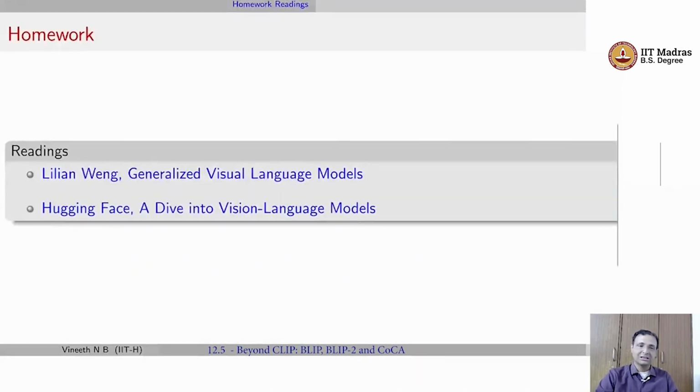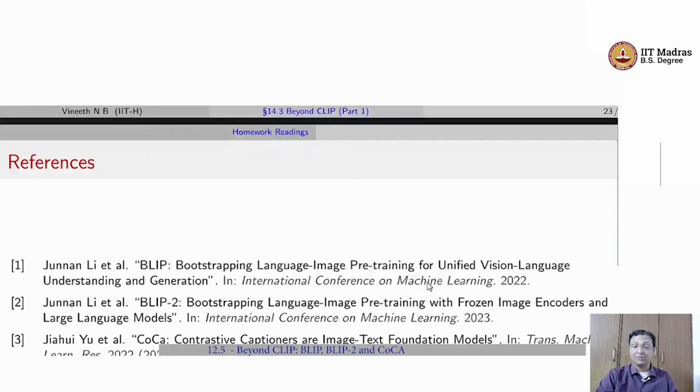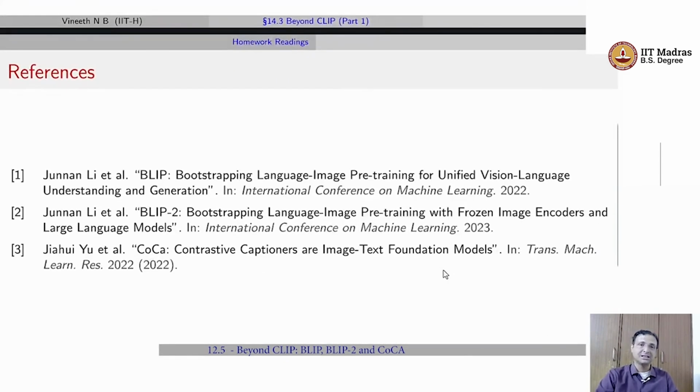So for your homework for this lecture, please do read through these links, one by Lilian Weng on generalized visual language models and the Hugging Face blog on a dive into vision language models. Here are the references of the papers that we discussed in this lecture. Please do look at them too for more details, especially the comprehensive results that each of these papers had in terms of a variety of tasks that they studied.